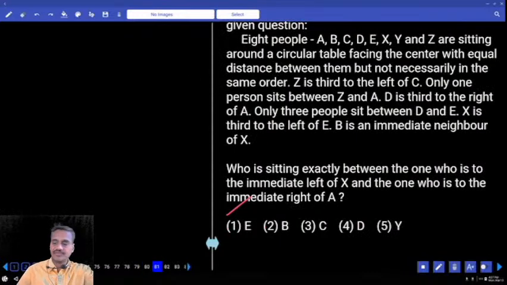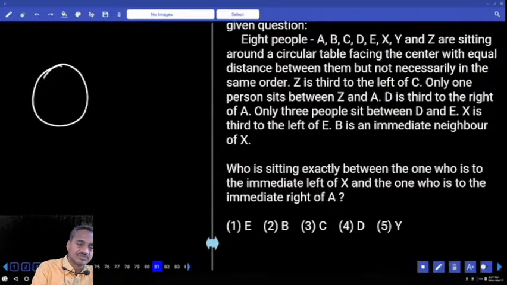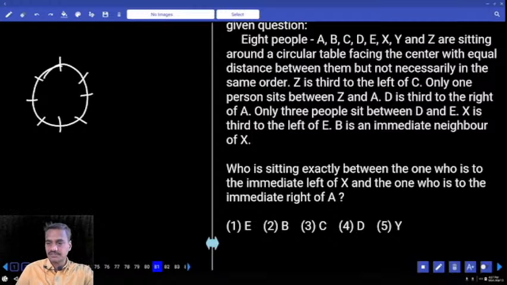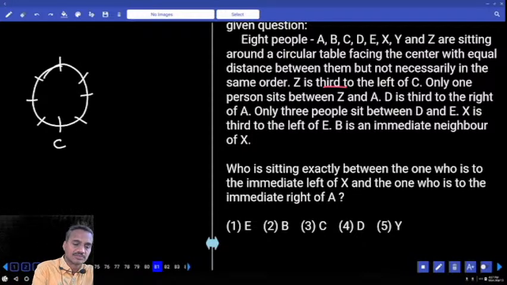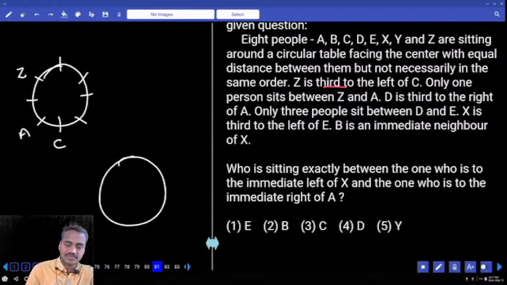Then 81 to 85. Now here there are 8 people seated around a circular table facing towards the center. Then Z is south to the left of C. 1, 2, 3, Z is here. And only one person between Z and A. A can be to the immediate left hand side of C, or there is another possibility for this one. 8 persons.